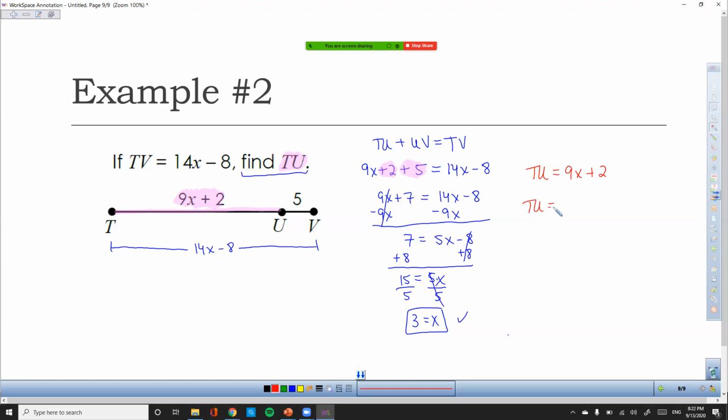I have length of segment TU equals 9 times 3 plus 2. And so now we're left to simplify. The length of segment TU is 9 times 3, which is 27, plus 2. So that means the length of segment TU is 29. And this right here is your final answer.